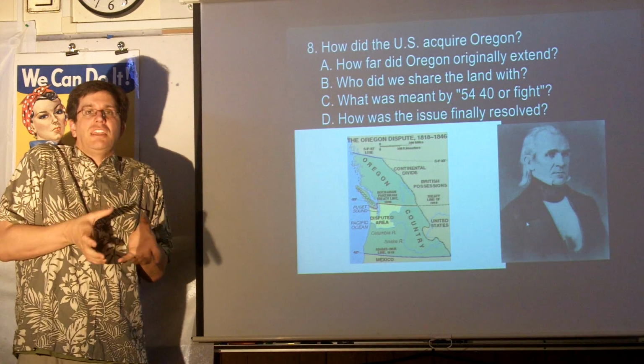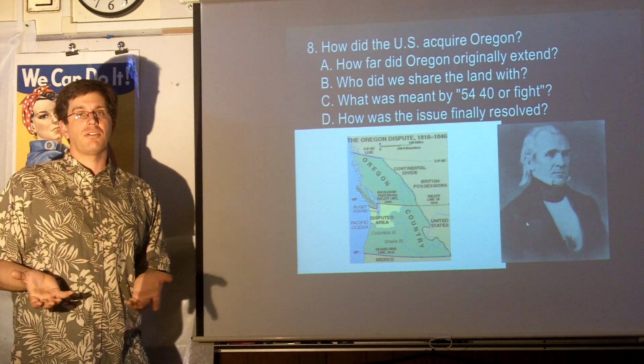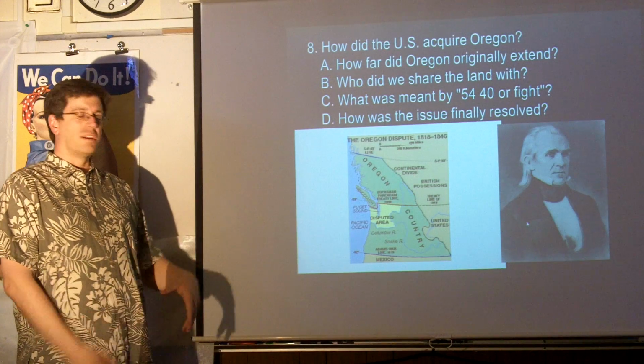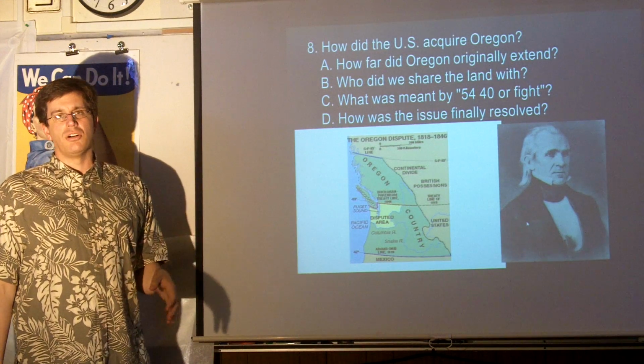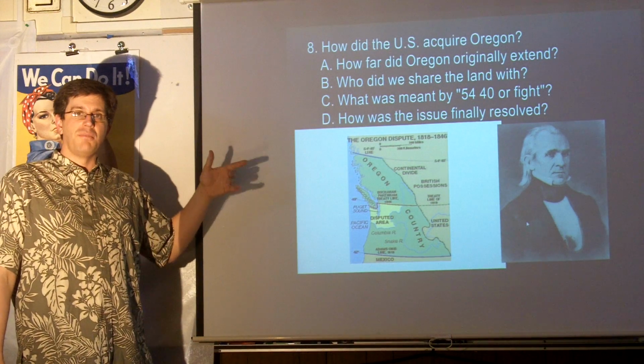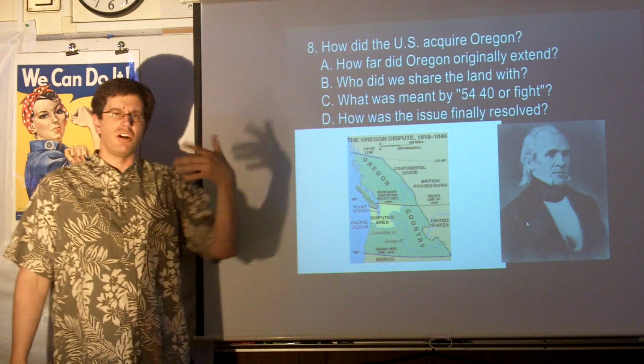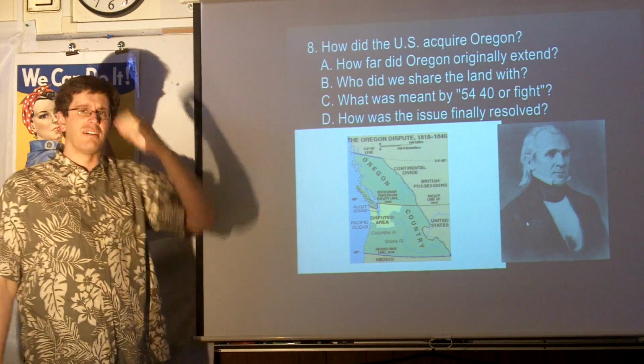The modern U.S. state of Oregon was part of a territory that included Oregon, Washington, Idaho, all the way up into British Columbia, the Yukon, or up to the Yukon, Canada today.